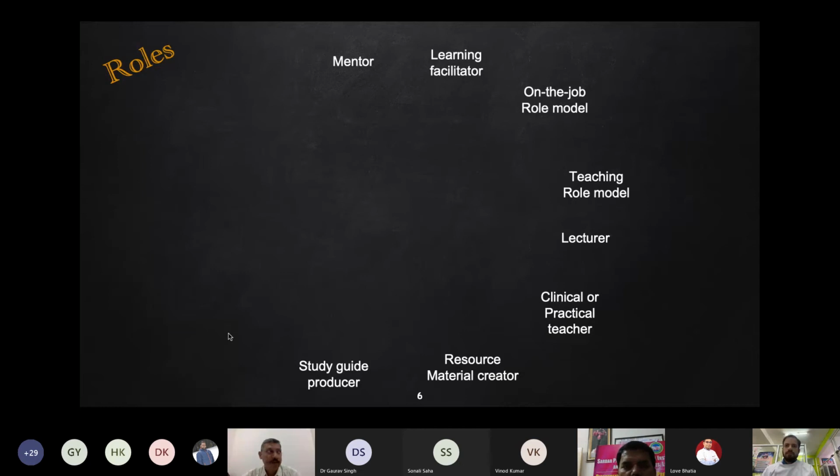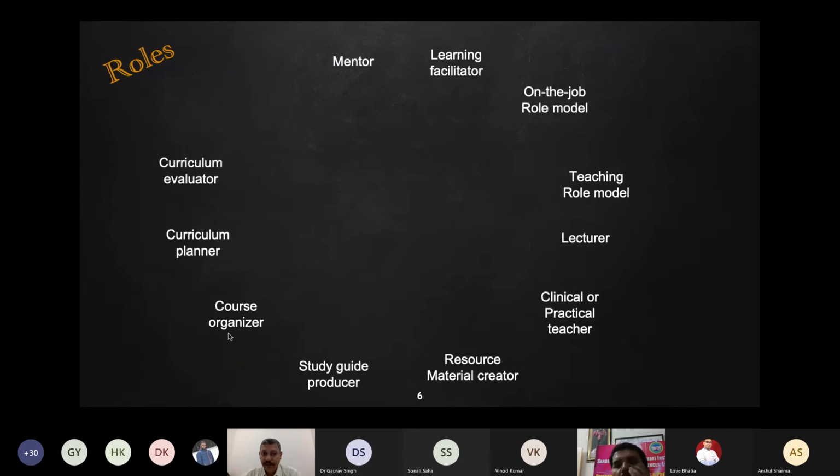You have to make learning outcomes and plan the curriculum for the student. Course organizer, very important. Then curriculum planner, and not only curriculum planner, a curriculum evaluator, because it's very important that not only planning the curriculum, but at regular intervals the teacher checks and cross verifies whether the learning outcomes we have planned in the curriculum are met, and whether the students' learning is going in the right direction that we planned during the curriculum planning. So you have to act as a curriculum evaluator.